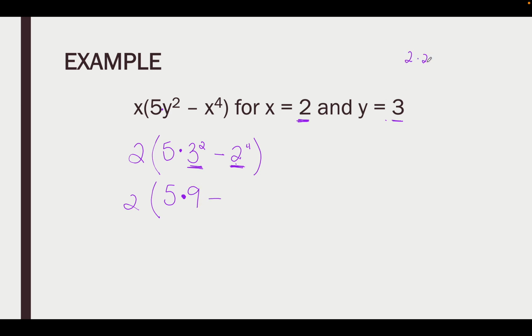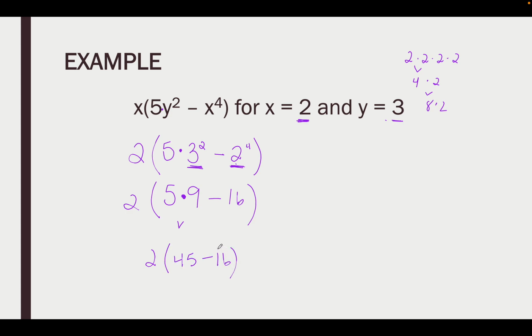And then 2 to the fourth power is 2 times 2, which is 4. 4 times 2, which is 8. And then lastly, 8 times 2, which is 16. Make sure you're not doing 2 times 4, because that's different than 2 4 times. Now we will multiply 5 times 9 to get 45.